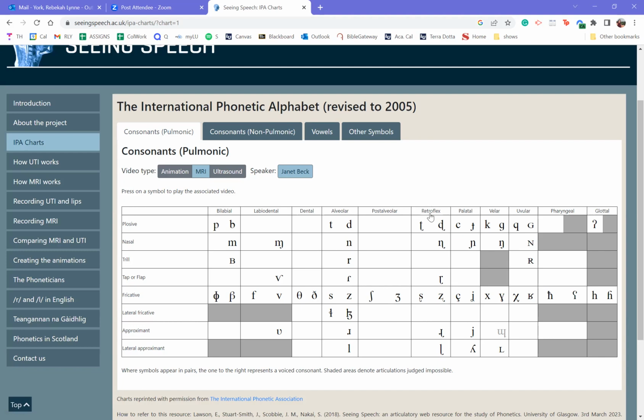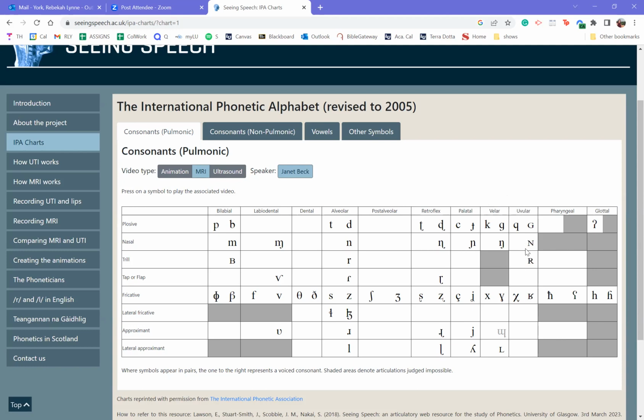Retroflex is in that similar spot, but the sound is made with this articulator with the tongue curved backwards. So ata, ada are those two sounds. Palatal is even farther back, and there's only one English sound in this articulator. So the J symbol represents the Y, as in yellow, ya, ya. Velar is even farther back. That is where the k sound is created. It's that back part of the roof of the mouth.